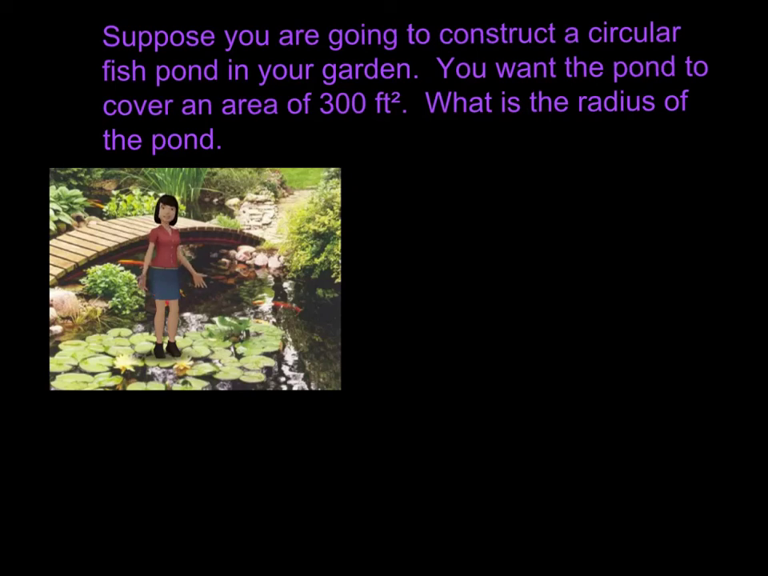Suppose you are going to construct a circular fish pond in your garden. You want the pond to cover an area of 300 feet squared. What is the radius of the pond?